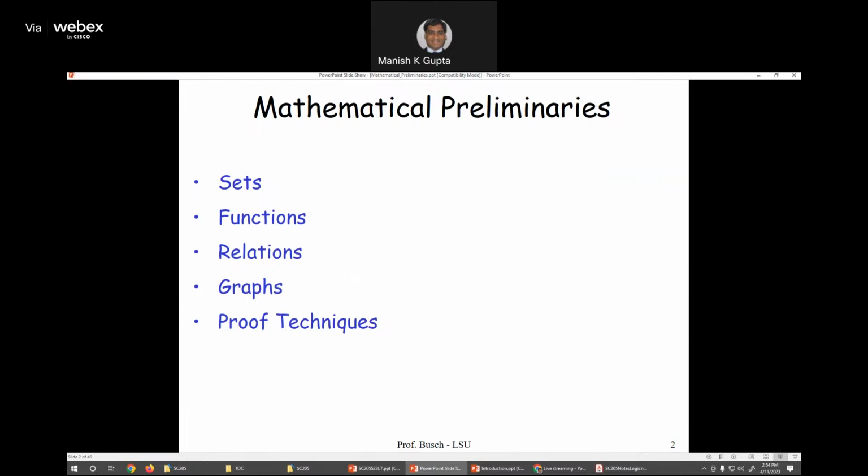Sets. Sets you must already know, since you have given the JEE exam. So give me an answer. Set is a collection of well-defined objects, right? This you must remember. Set is a collection of well-defined objects.